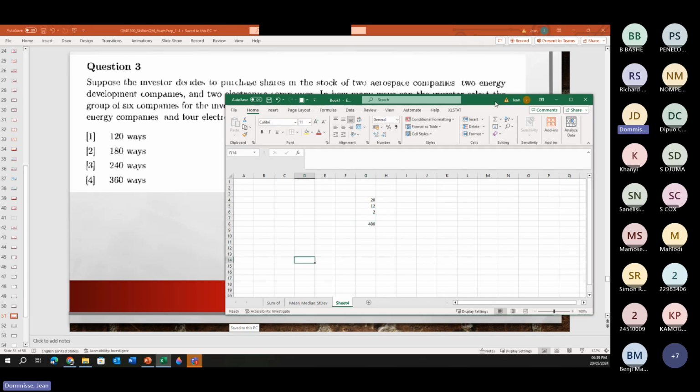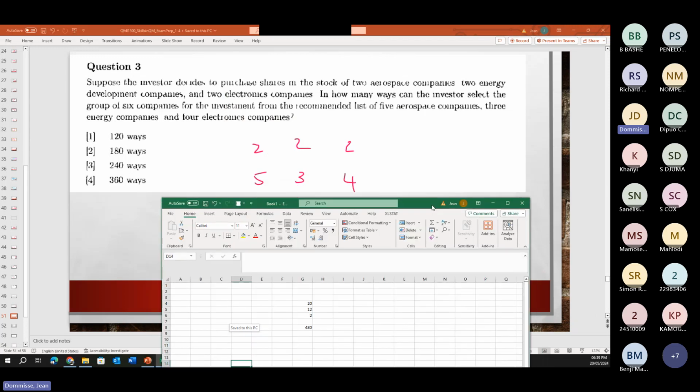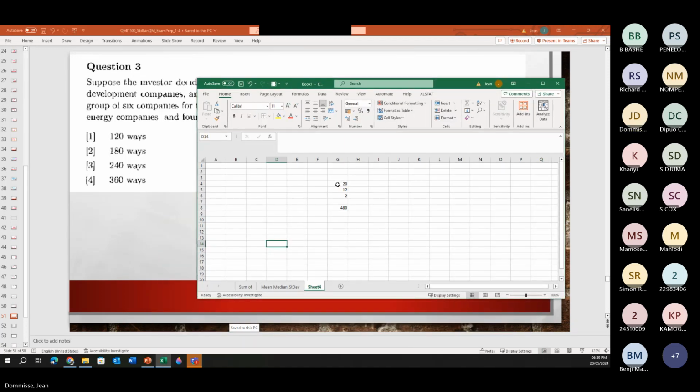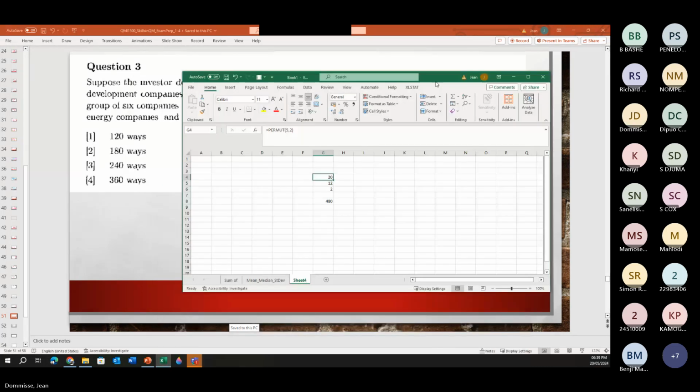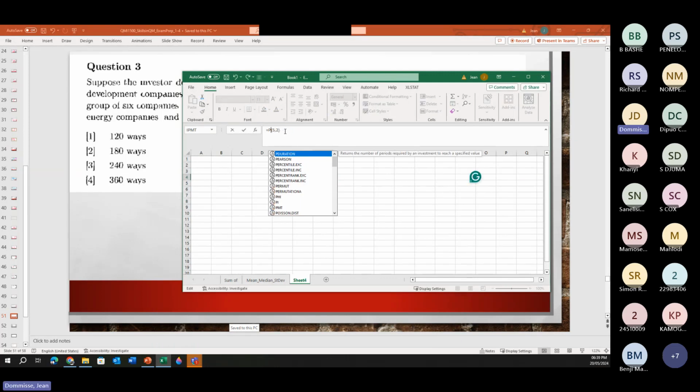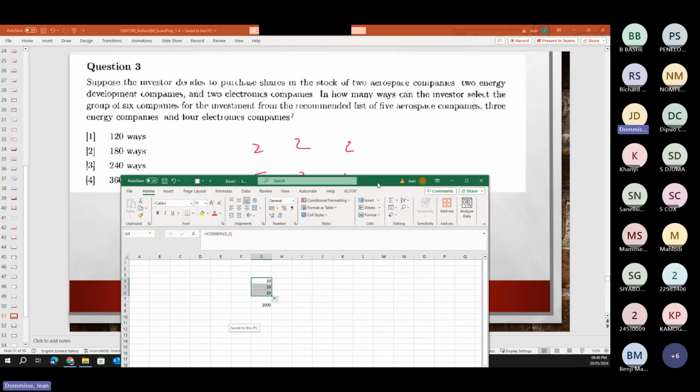Okay, so still not right. What was it? 423252. Yes, you're right. It's still combination, because there's absolutely nowhere in the question where they say it needs to be order.